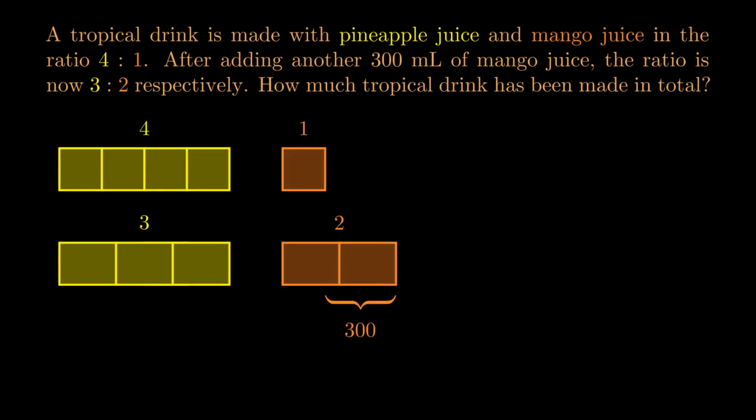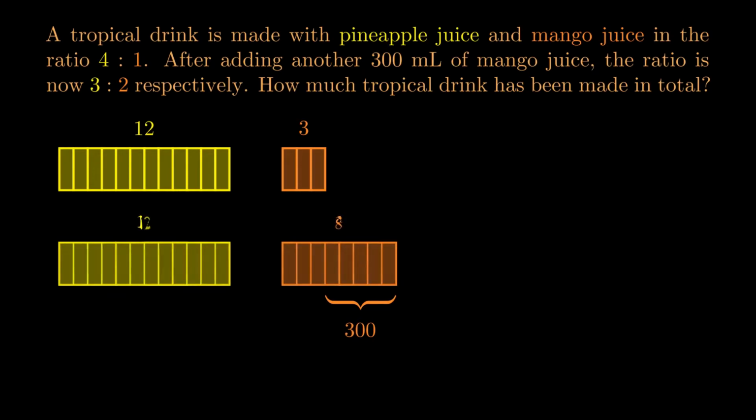So first, the ratio up top. How does 4 become 12? Well, it has to multiply by 3, so we're going to have to multiply the 1 by 3 as well, giving the ratio 12:3. Then the 1 down the bottom. How does 3 become 12? Well, it has to multiply by 4, so we're going to have to multiply the 2 by 4 as well, giving the ratio 12:8.